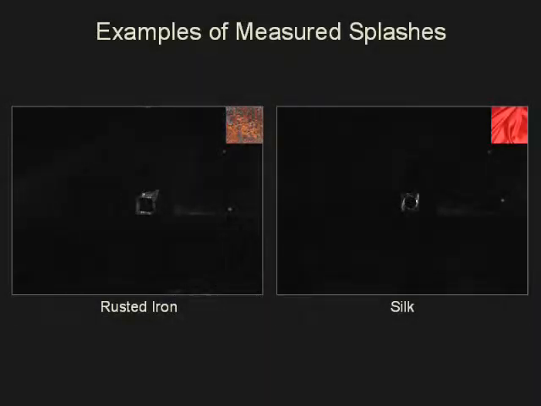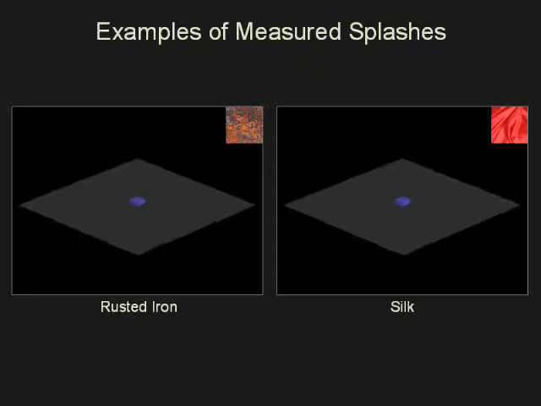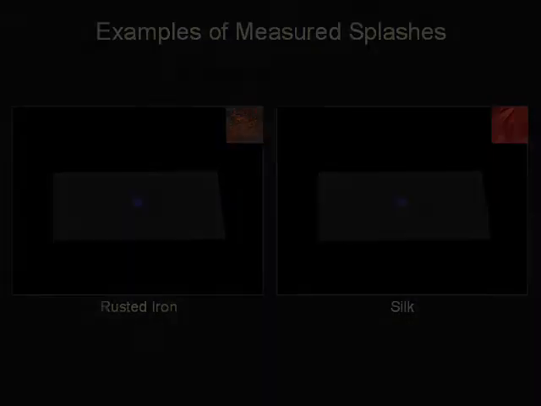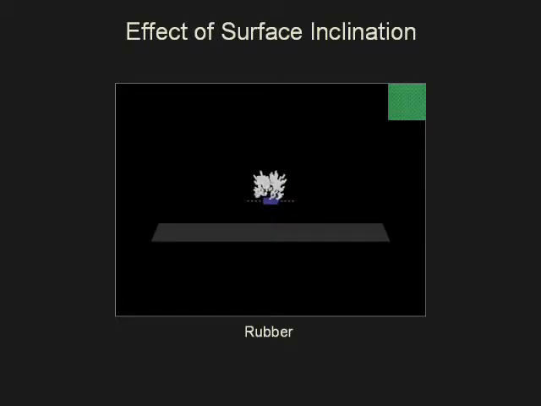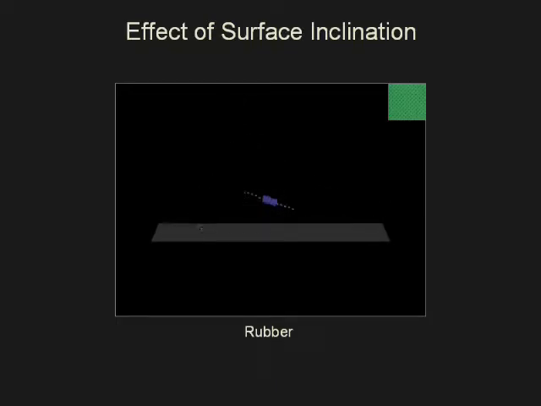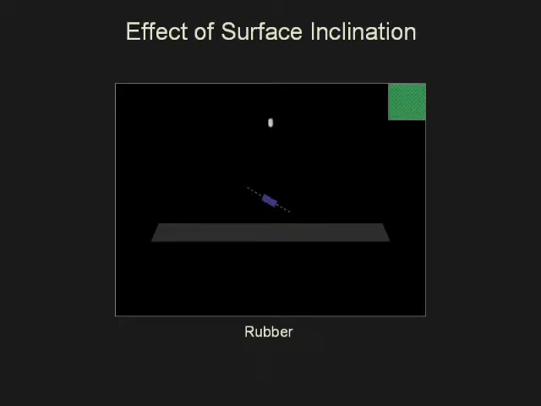Here we show the captured videos for samples of rusted iron and silk. Here are the corresponding 3D visualizations of the measured droplet trajectories. The splash distribution depends strongly on the surface inclination. Here we see measured splashes for a rubber sample as its inclination varies from 0 to 40 degrees. Notice how the inclination affects the number of ejected droplets and their trajectories.